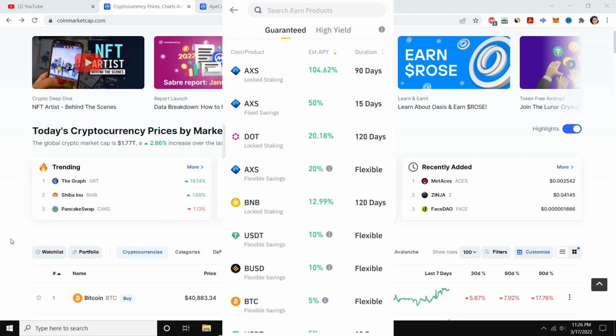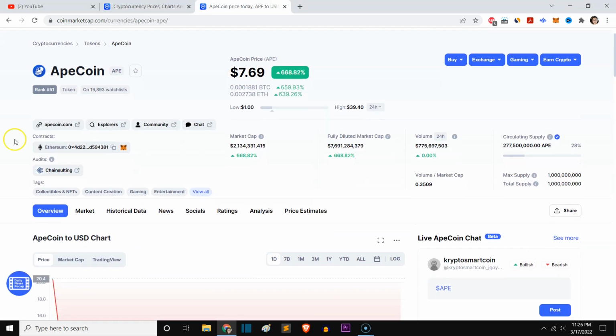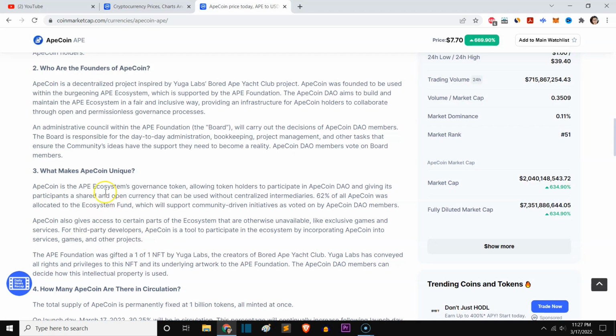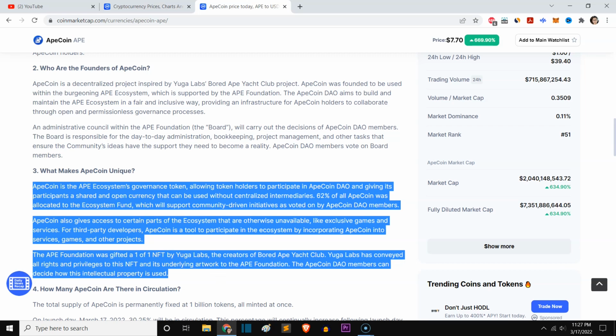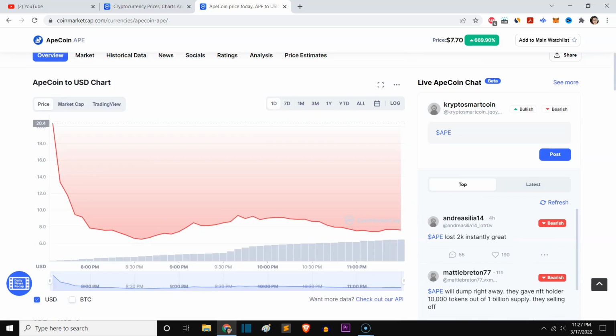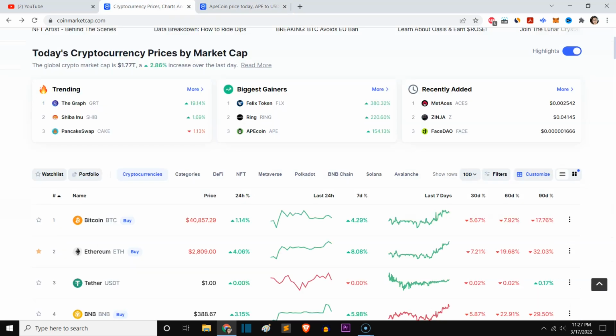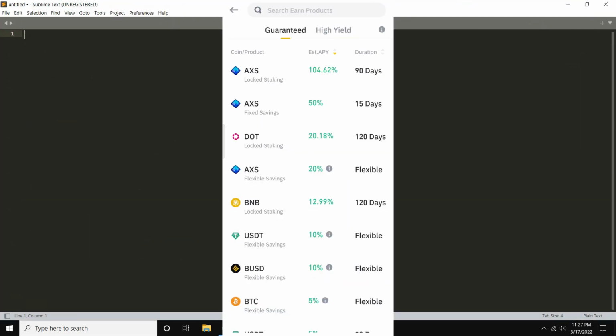Now before that, I want to talk about something that is very interesting, ApeCoin. Look at ApeCoin, guys. This token just launched. Now, if you play NFT, you will know what is ApeCoin. This is one of the largest projects in the NFT world. Okay, so this is why it's pumping like crazy. But anyway, okay, today we're gonna talk about Binance Earn.